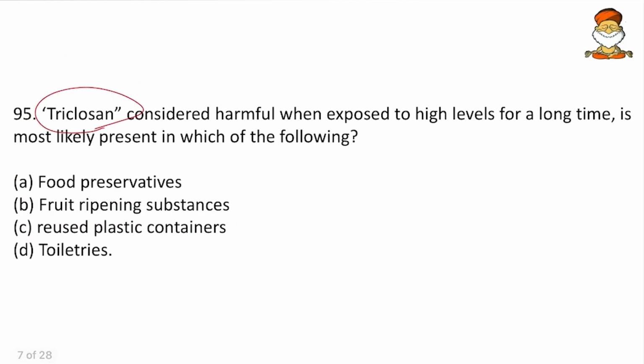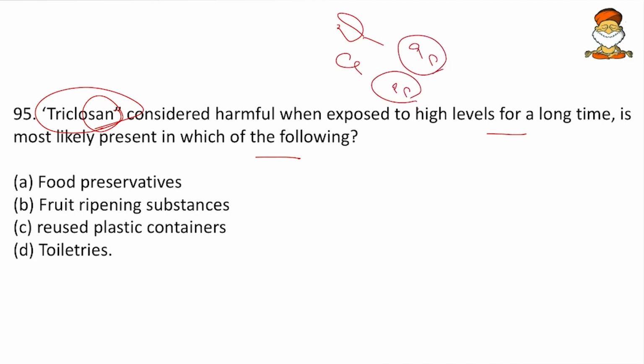Then the triclosan that is considered harmful when exposed to high levels for a long time is most likely present in which of the following? So friends, here whenever the chemical names are present, the suffixes will be the same. Say for example diclofenac, cyclofenac, etc. That AC comes only for analgesics, that is for the painkillers. Or say for example you take antibiotics, so that is azithromycin, ciprofloxacin or amoxicillin. So that IN will be mainly for antibiotics.